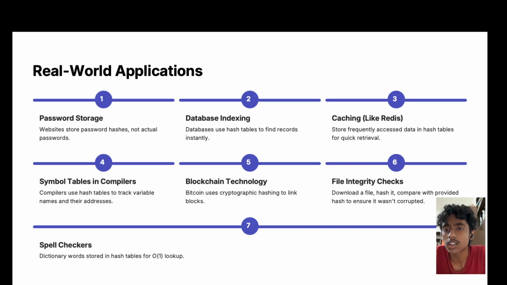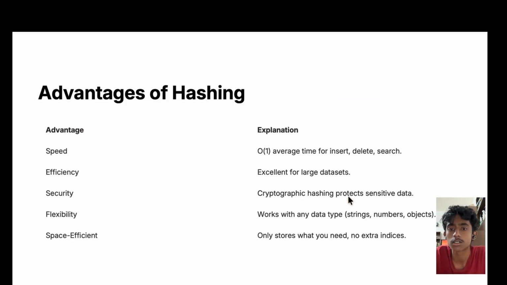The limitations are that collisions will always happen with enough data. There is no ordering, so you can't easily traverse data in sorted order or perform range queries. Also, there can be memory waste because the table must be larger than the data for efficiency. Resizing a growing table is expensive, and bad hash functions yield poor performance.